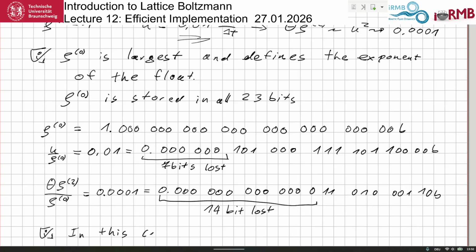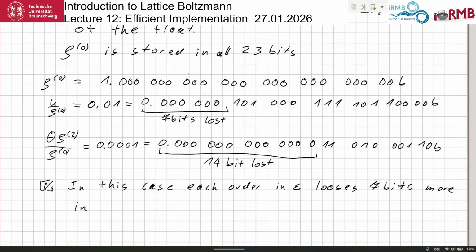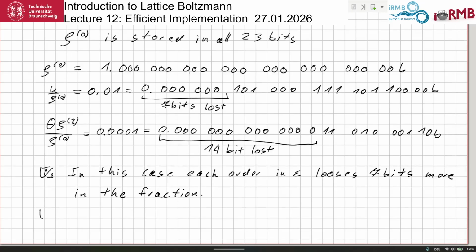In this case, each order in epsilon loses 7 bits. As I said, just an example, more in the fraction. So, of course, as this is an example, this depends on what we have been starting with. So what is your velocity at the start?